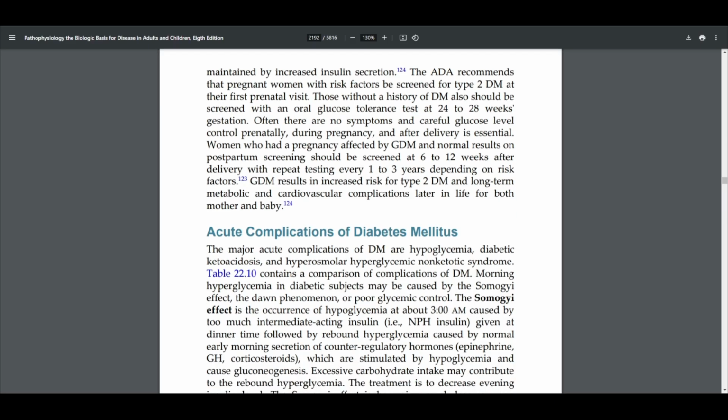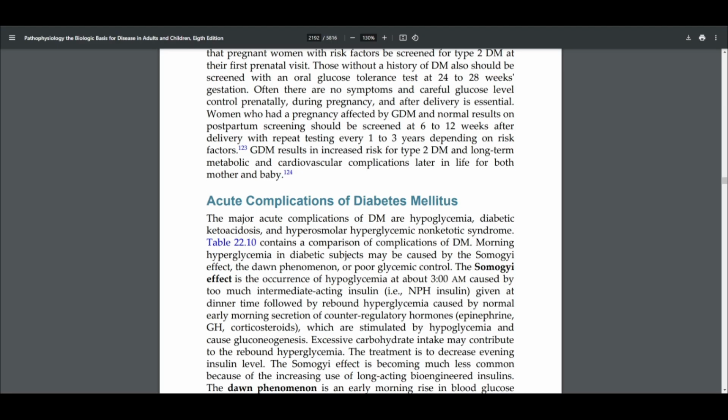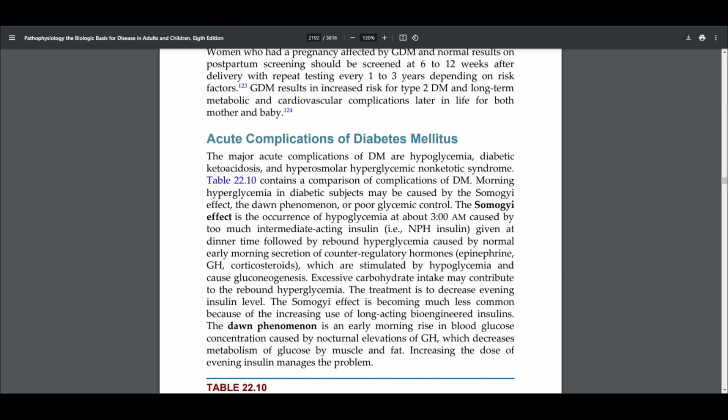Women who had a pregnancy affected by gestational diabetes and normal results on postpartum screening should be screened at 6 to 12 weeks after delivery with repeat testing every 1 to 3 years depending on the risk factors. Gestational diabetes results in increased risk for type 2 and long-term metabolic and cardiovascular complications later in life for both the mother and the baby.